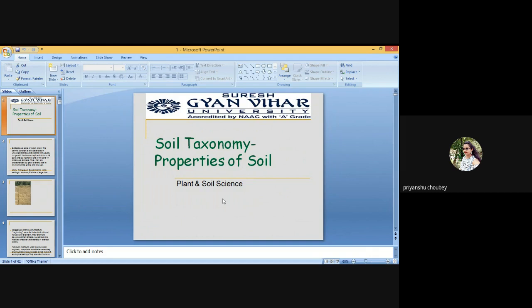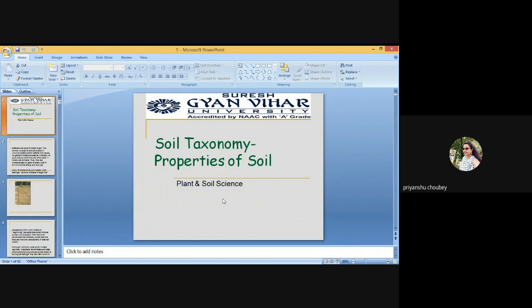Suborders: there are 68 suborders within the 12 orders, mostly based on soil properties associated with moisture and temperature regime, parent material, and vegetation. Great groups are more than 300 in number, divided based on the presence or absence of diagnostic horizons, their arrangement, base status, and soil moisture regimes. Subgroups are more than 2000.